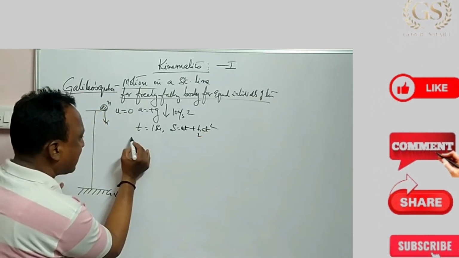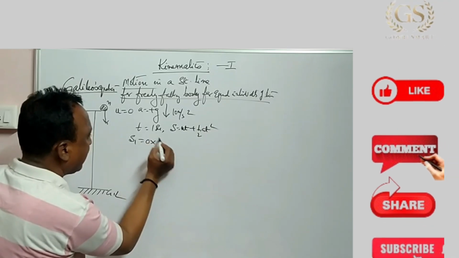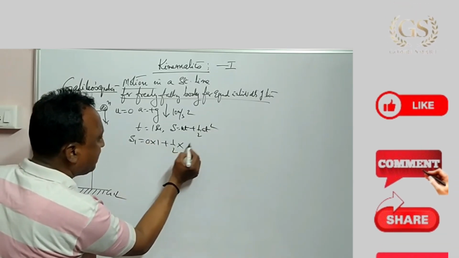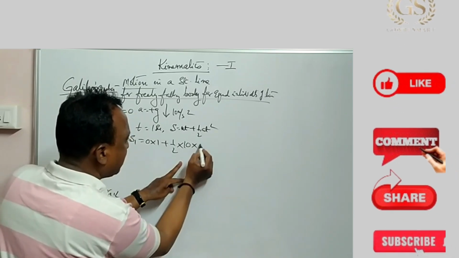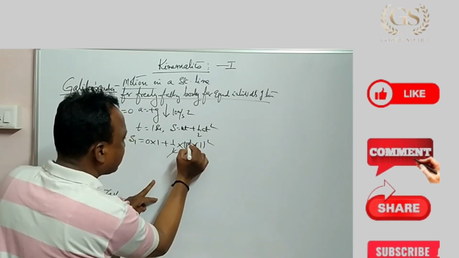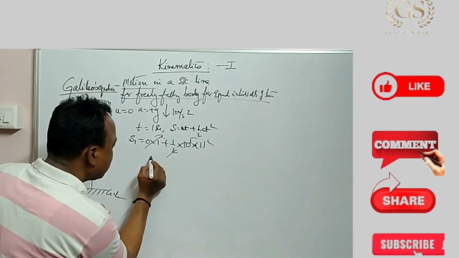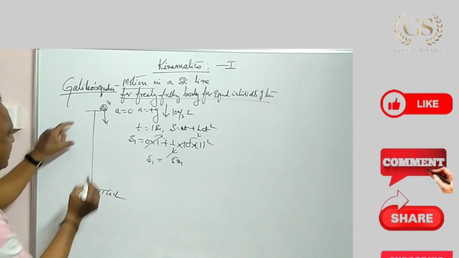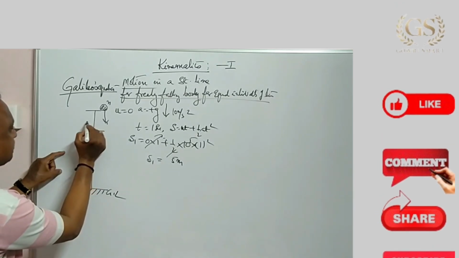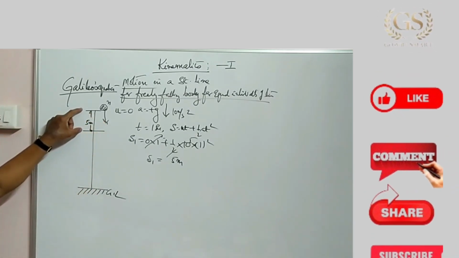Yes, distance travelled. First, distance S1 is equal to initial velocity 0 times time 1, plus 1 by 2 a t squared, where a is g, that is 10 meters per second square, into time 1 square. So 1 by 2 of 10 is 5, into 1 square, 5. So what is the distance travelled? S1 is 5 meters. So during the first 1 second, the distance travelled by the body is 5 meters.